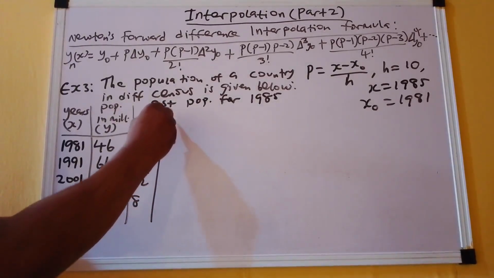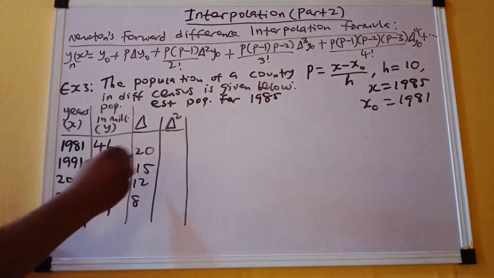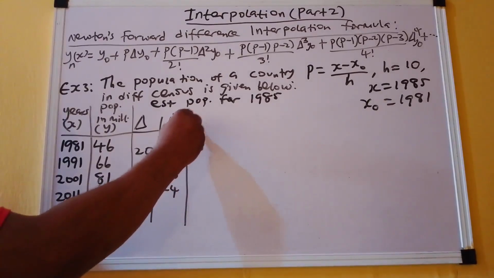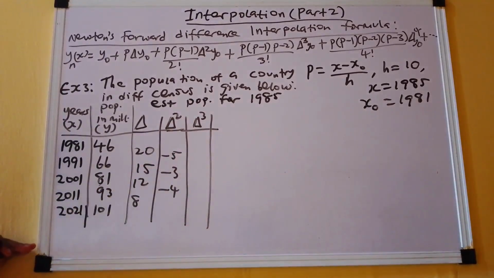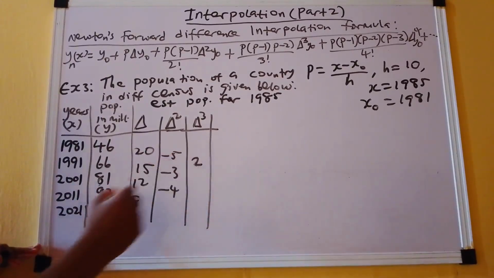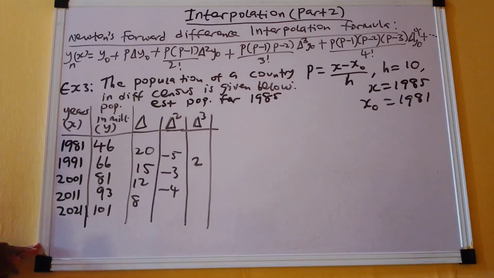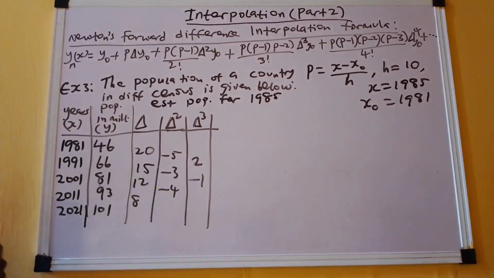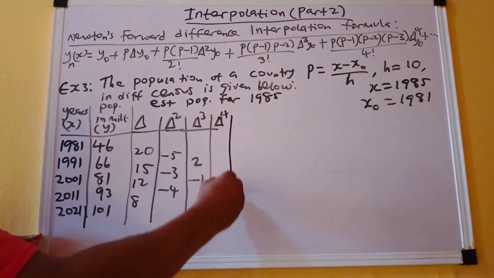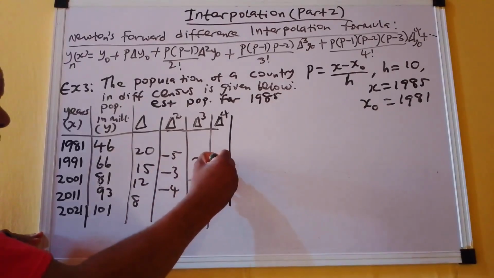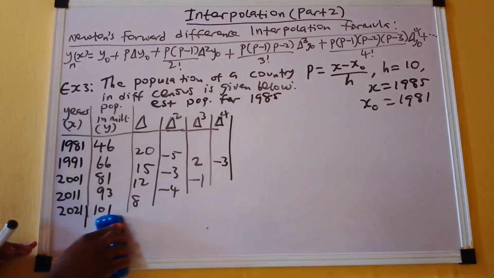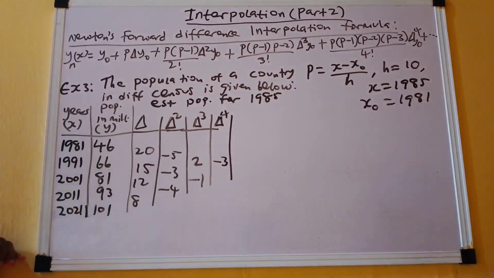Now, the second forward difference: 15 minus 20 is minus 5. 12 minus 15 is minus 3. 8 minus 12 is minus 4. Then the third forward difference: minus 3 minus minus 5 is plus 2. Minus 4 minus minus 3 is minus 4 plus 3, and that will be minus 1. So of course we will get a fourth forward difference. Then minus 1 minus 2 will be minus 3. So this is what we have been able to do. We have successfully created a forward difference table.